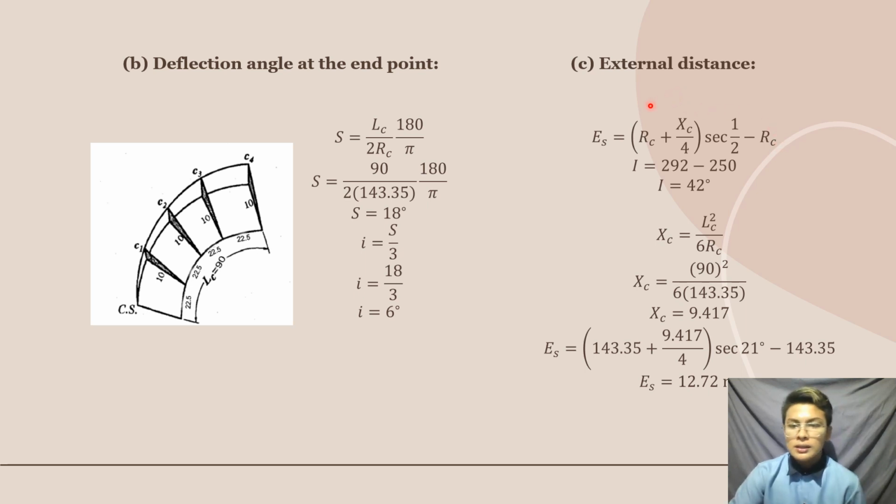Next is external distance. For our external distance, we must first get our I and Xc. By getting I, substituting all the values, 292 minus 250 is equal to 42 degrees. By getting Xc, use the formula Lc squared divided by 6Rc. Substituting all the values, we get Xc is equal to 9.417. Using the general formula for external distance, we get Es is equal to 12.72 meters.